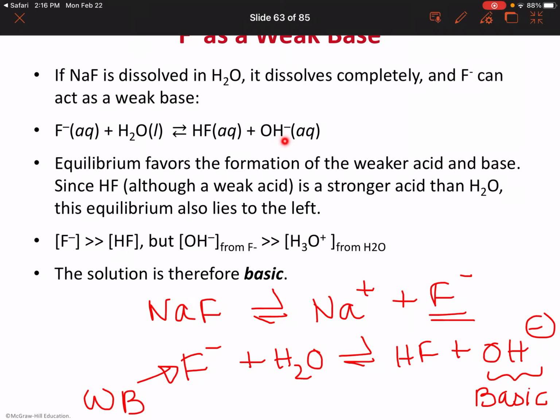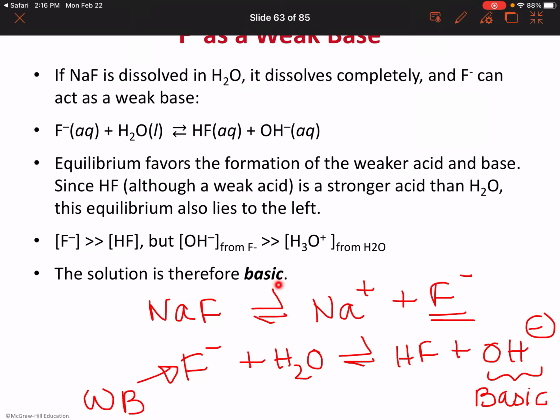But the hydroxide that results from this equilibrium, even the little amount produced by fluoride reacting with water, is greater than the hydronium ion concentration from the autoionization of water, which makes the solution basic. So the solution is therefore basic.